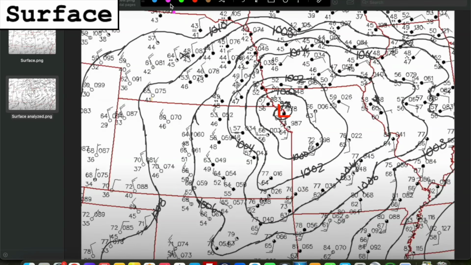With a surface low, there is always going to be a cold front and a warm front. A cold front is usually on the western or southwestern or south side of the actual surface low. And then the warm front is going to be on the eastern or northeast or southeast side of the surface low. So the cold front is always going to trail the warm front. So first, let's take a look at our cold front.